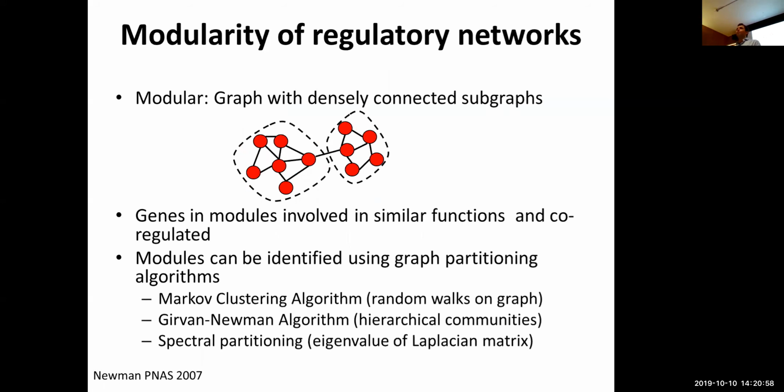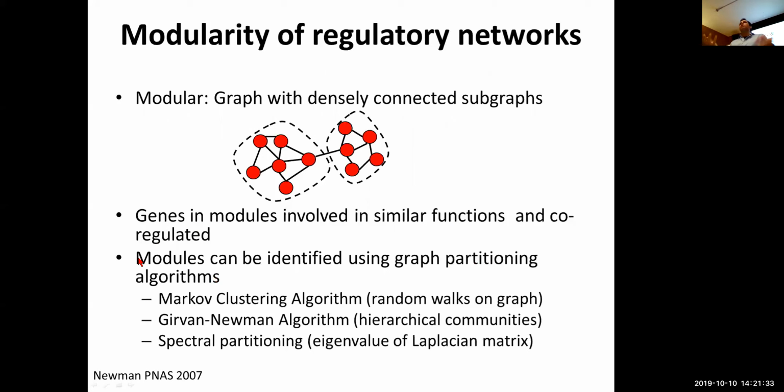And that's where graph modularity comes in. In order to find these modules of co-associated and co-expressed genes, I want to figure out ways of partitioning my network. I can have a graph with densely connected subgraphs, and these densely connected subgraphs are my modules. They're the things that I want to emerge. The genes in the modules are usually involved in similar functions and are usually co-regulated, and the modules can be identified by partitioning my graph. Everybody with me so far?